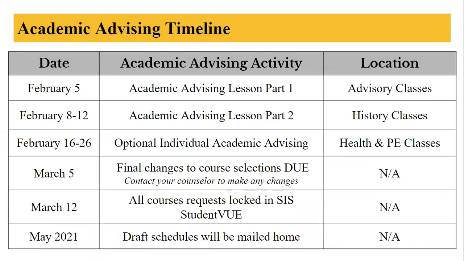March 5th, final changes to course selections are due. Make sure to email or call your counselor to make any changes. On March 12th, all course requests are locked in SIS and cannot be changed after this day. Then, in May, draft schedules will be mailed home for you and your family to review.